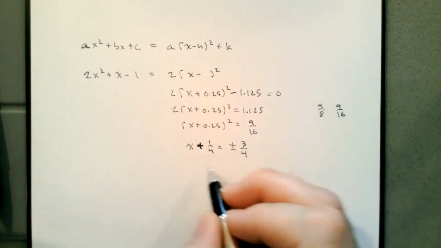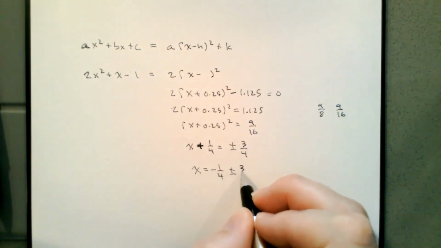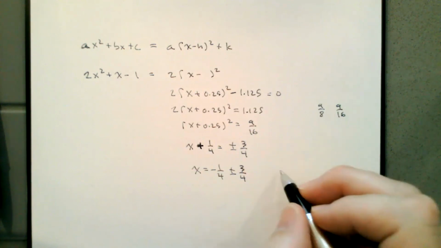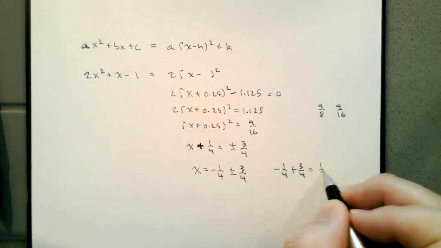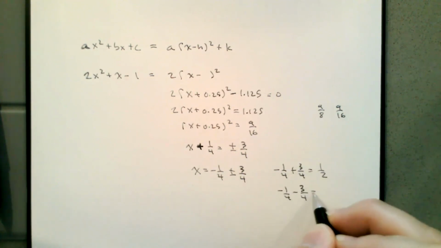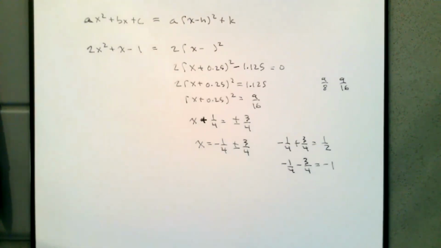And then subtract a fourth from both sides. Negative a fourth plus 3/4 is a half. And negative 1/4 minus 3/4 is negative 1. Those are the two values that we got before from factoring. At this point, we would recognize, oh, heck, this was factorable. But at this point, we wouldn't want to go back and factor it.